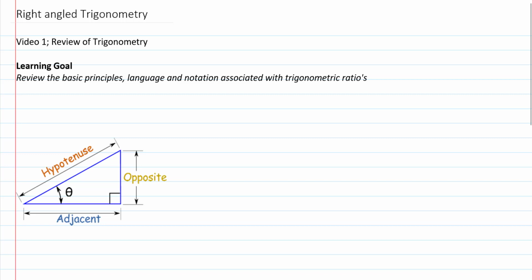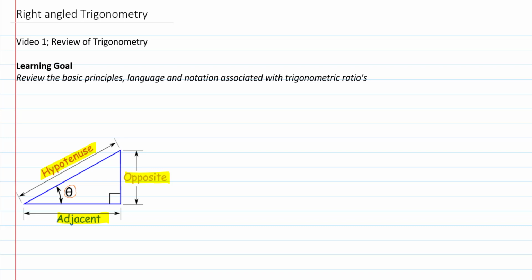So first of all, you need to know the language. You'll notice here that we use the words hypotenuse, opposite and adjacent to represent different sides in a triangle, and they will be important. You'll note also that there is this angle theta, and theta is always the angle in a triangle that is the reference point for anything we're discussing.